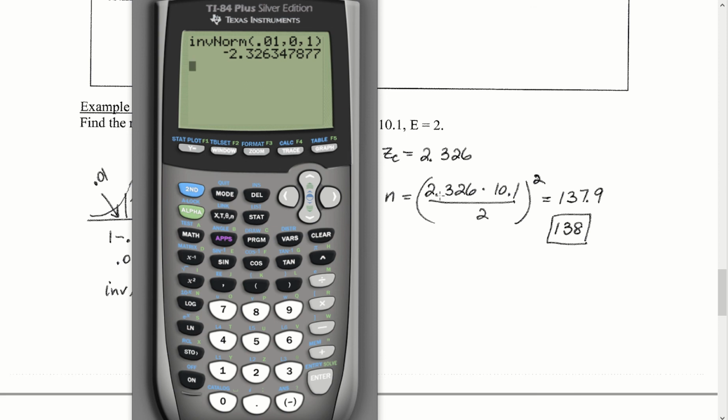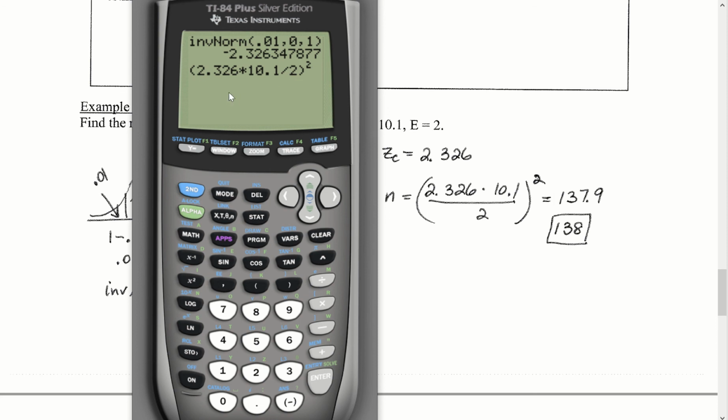So in the notes, I just go to 2.326 times 10.1 divided by 2, and it's that entire fraction that needs to be squared. When you punch this into your calculator, it's a good idea to put the whole fraction in parentheses: 2.326 times 10.1 divided by 2, in parentheses, and then square. If you don't put this expression in parentheses, then the square would only go on the 2, and it would square the denominator of the fraction instead of the entire quantity.